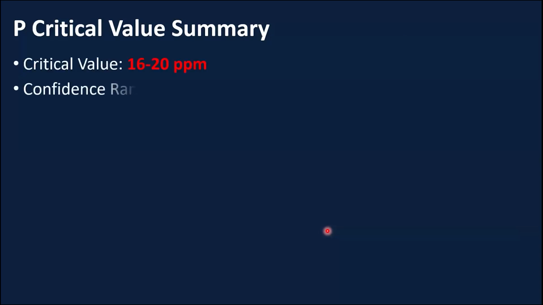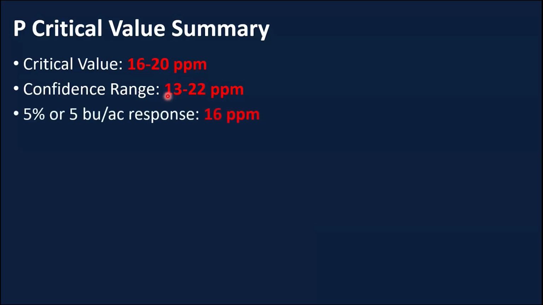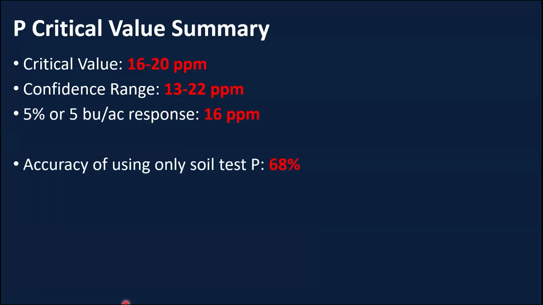In summary, the critical value we're still showing is around that 16 to 20 range. With a confidence interval, 13 to 22 is where we optimize out, giving ourselves room for the variability in the data. We want to see a 5 bushel response around 16 parts per million Olsen. But the accuracy of using this test by itself is about 68%.